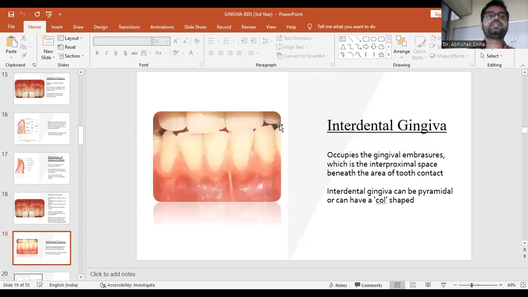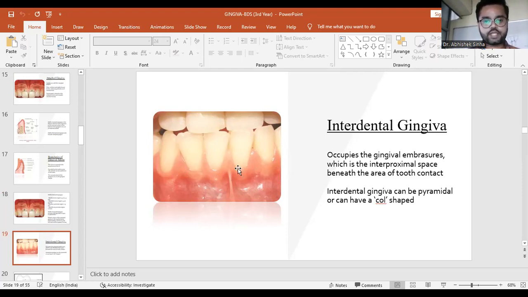Next, we have seen marginal gingiva so far. We have understood attached gingiva. We have understood the sulcus, the boundaries of the sulcus, and the development of the gingiva. Now we are going to see interdental gingiva. Can you see this space here? All this space is interdental gingiva. It occupies the gingival embrasures, which is the interproximal space beneath the area of tooth contact.